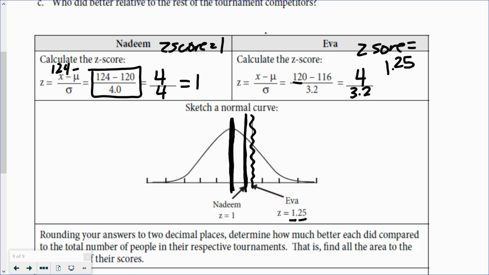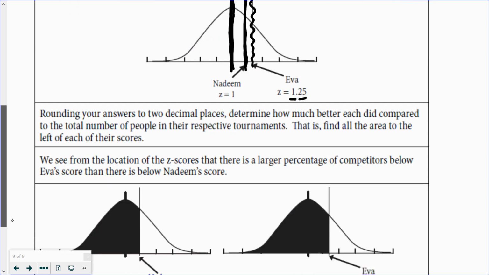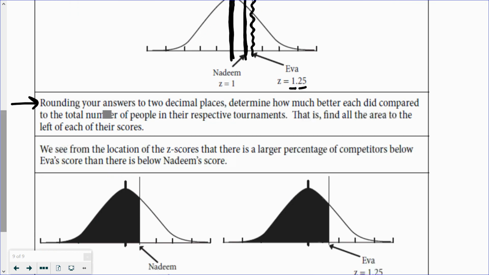Oh, I was like, is that all? But it seems like there's a lot more. So it says rounding your answers to 2 decimal places, determine how much better each did compared to the total number of people in their respective tournaments. That is, find the area to the left of each of their Z scores.